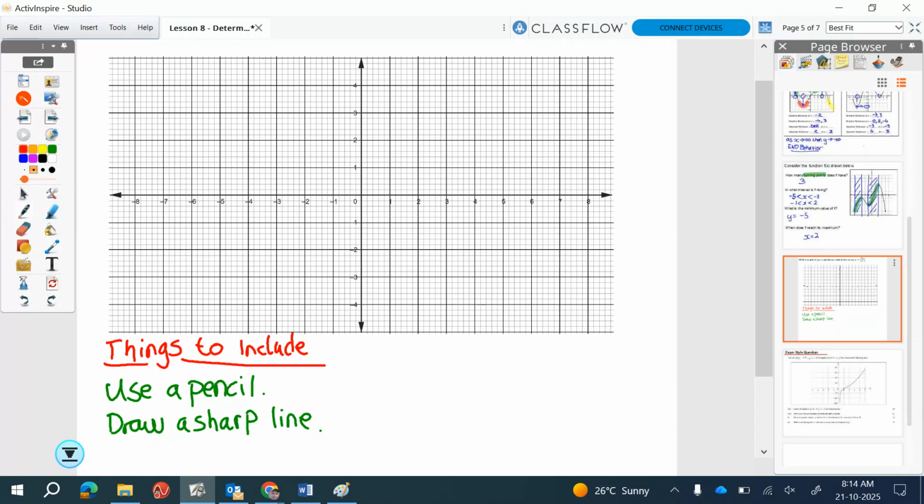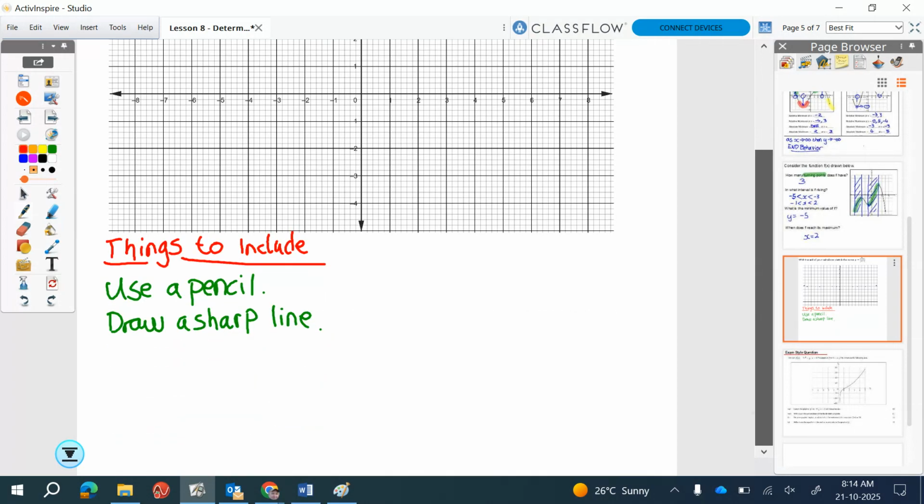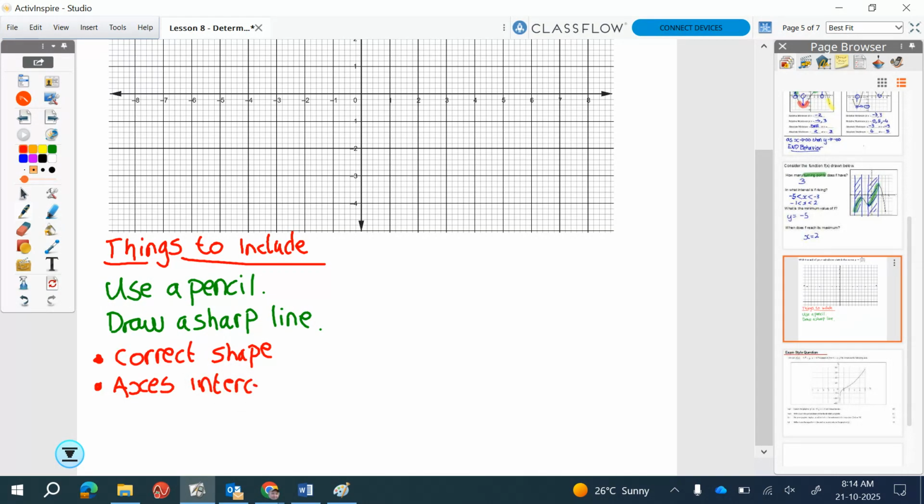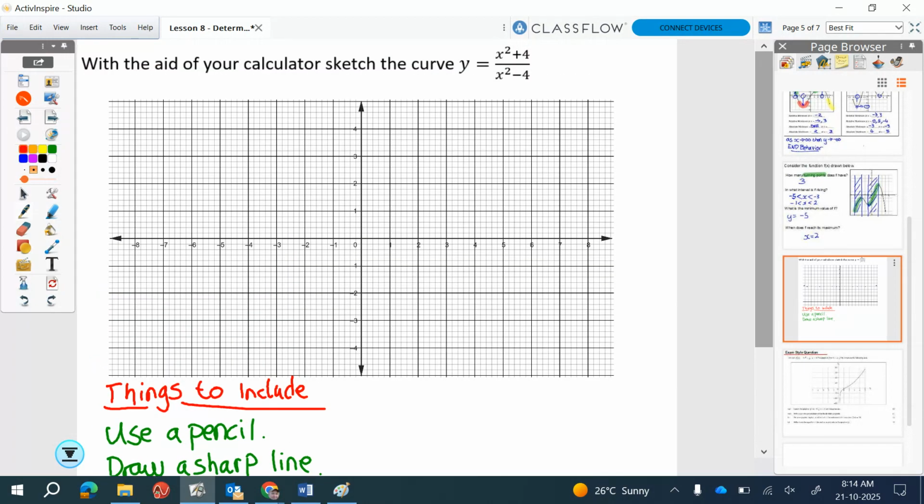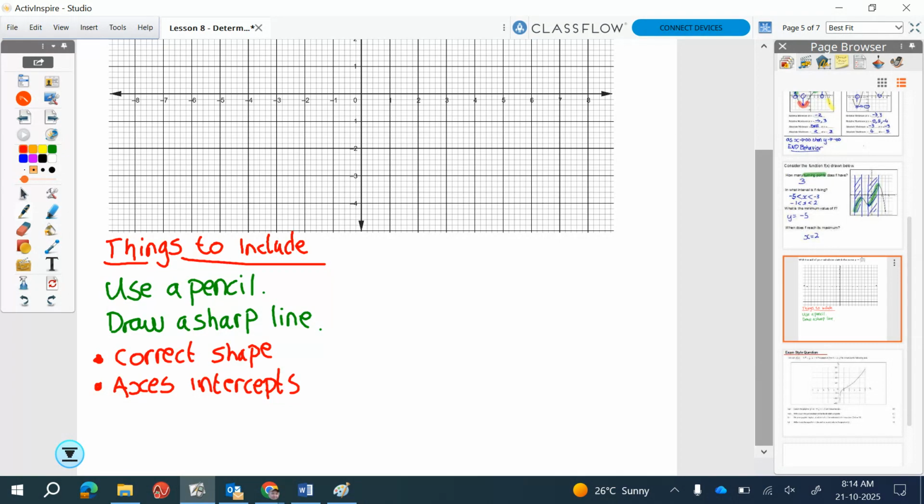So there are going to be key elements that you have to include. Number one being the correct shape. If they have them, axes, intercepts, these should be correctly drawn and labeled. So notice on this question, we are going to draw the graph on this one. So axes, intercepts, correct shape, extreme points.